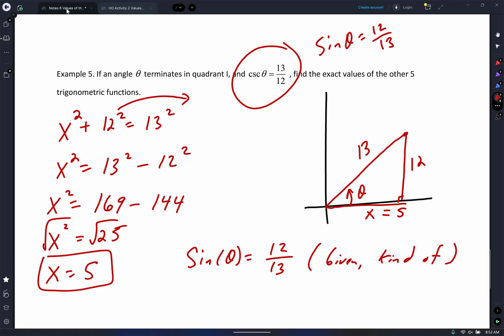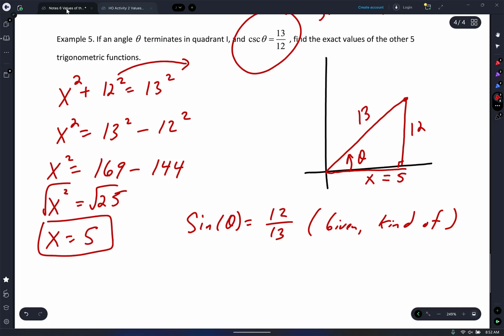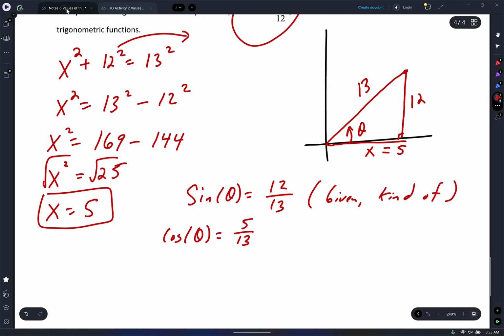Did I spell it right? I was going to write "kinda", K-I-N-D-A, but I better not. Cosine. Cosine is adjacent over hypotenuse, so that's going to be... Perfect. And then I need cotangent. Oh, let me write tangent first because that's how we've been doing it, so let's not go out of order.